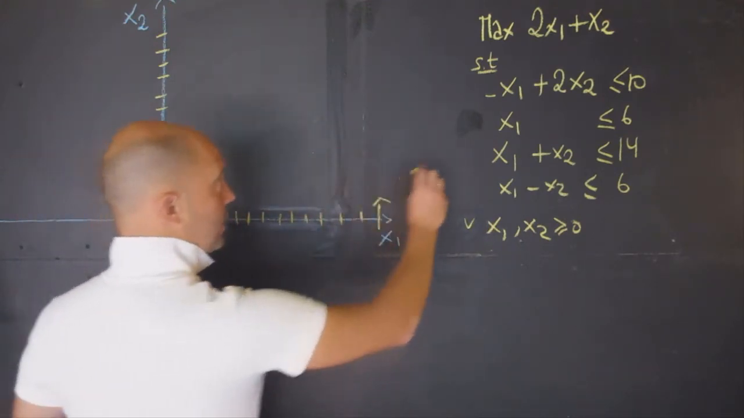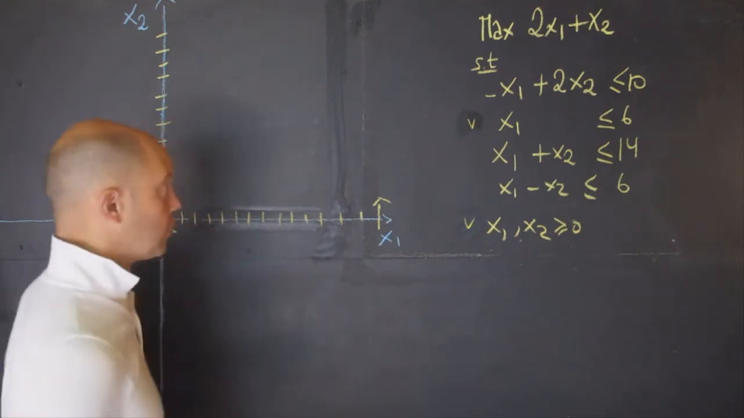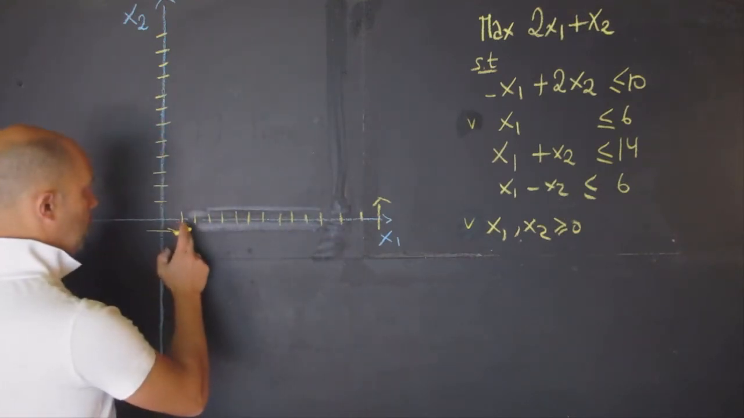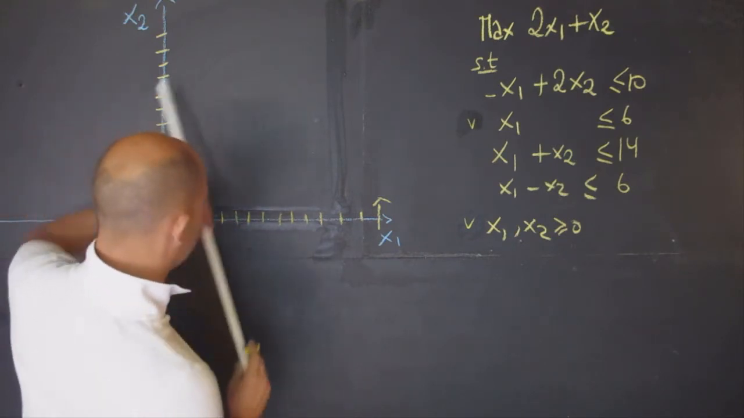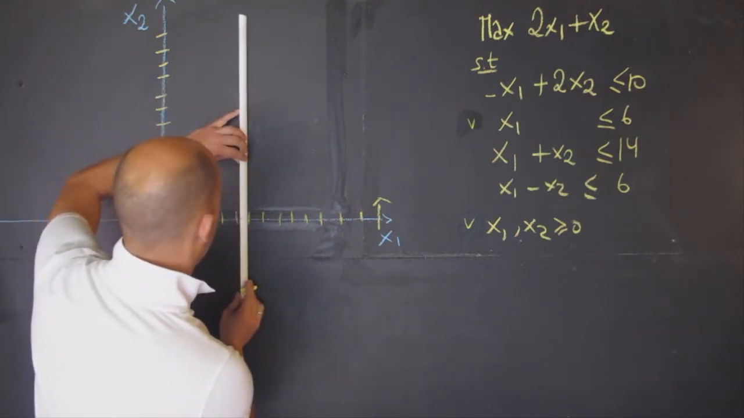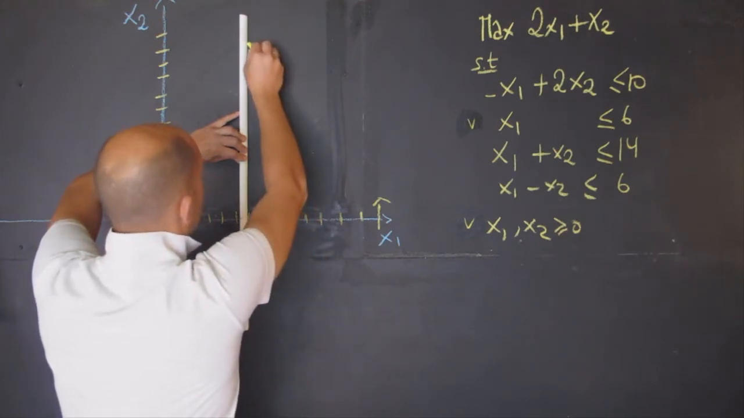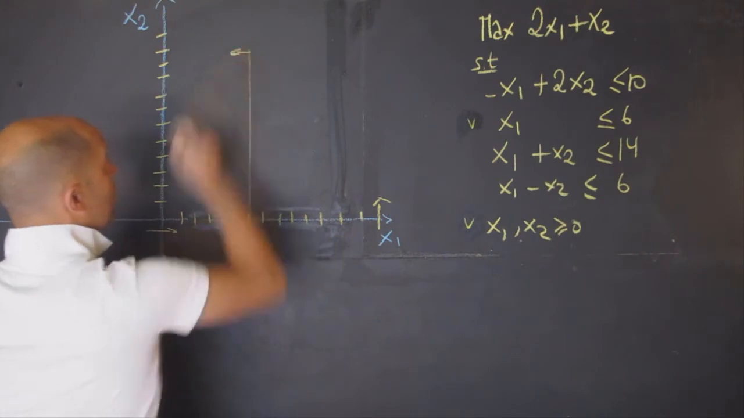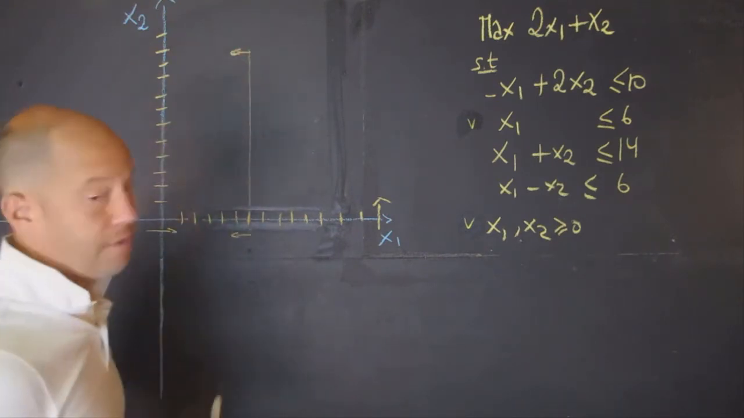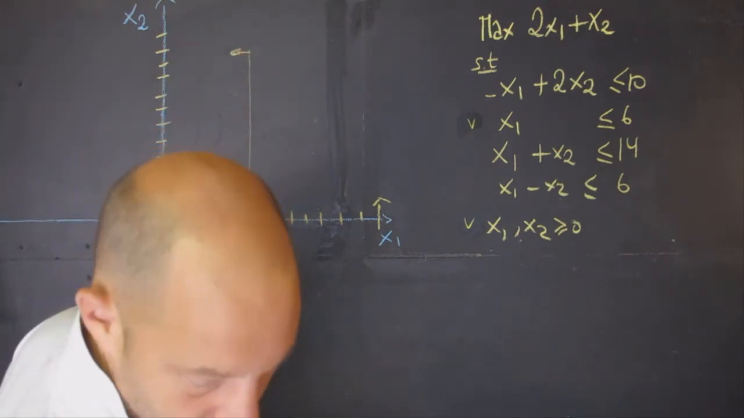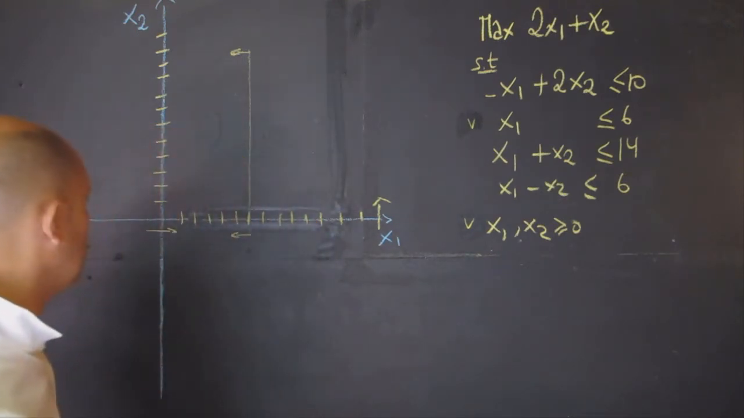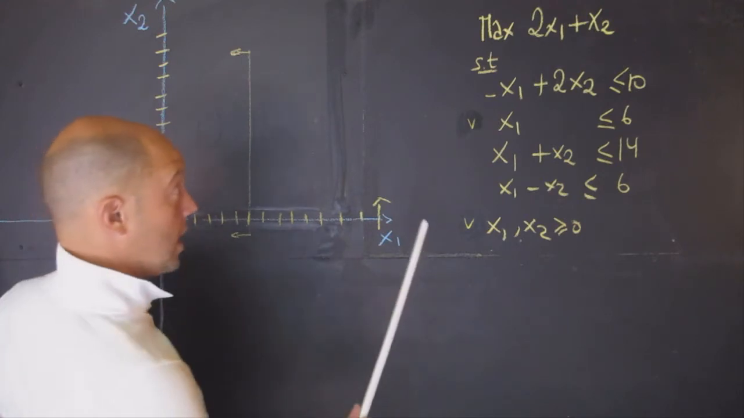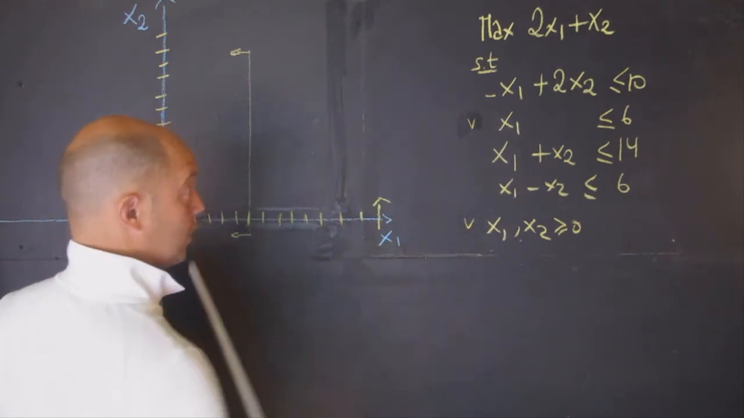Another one easy to map is x1 less or equal than 6. So how to go about this? I will count here 6 units: 1, 2, 3, 4, 5, 6, approximately. It's not perfect, but it's quite all right. And I say anything in that direction. So now what we know is that this here is going to be the feasible region.